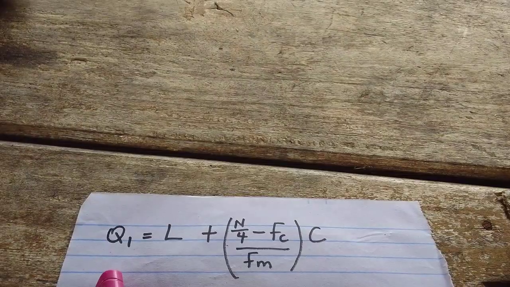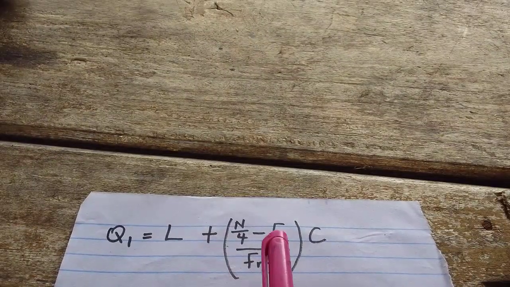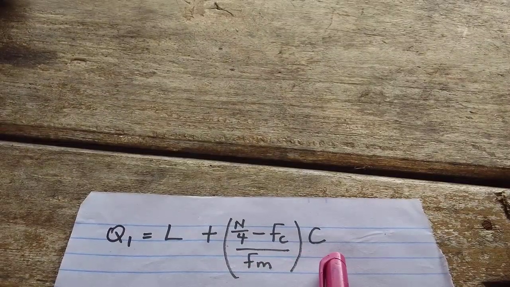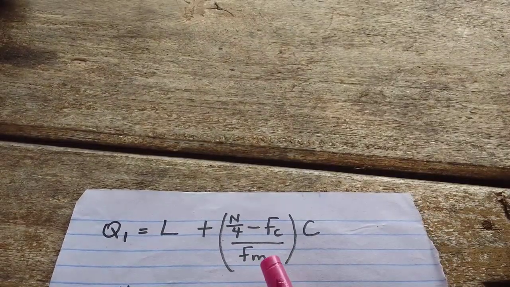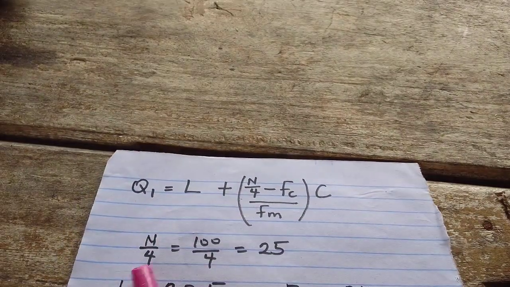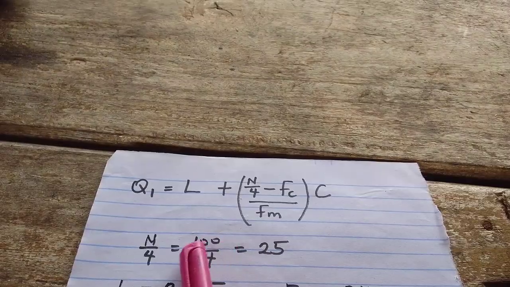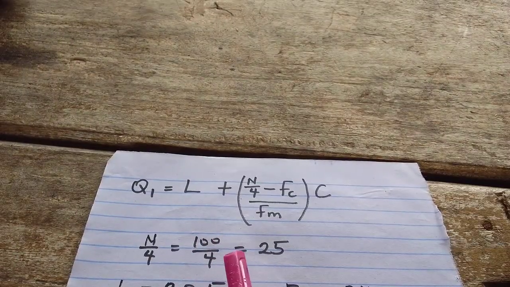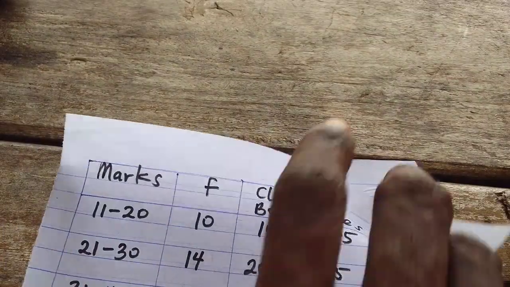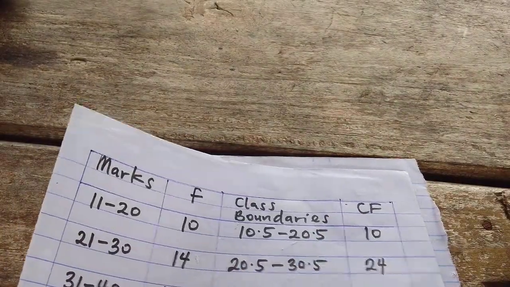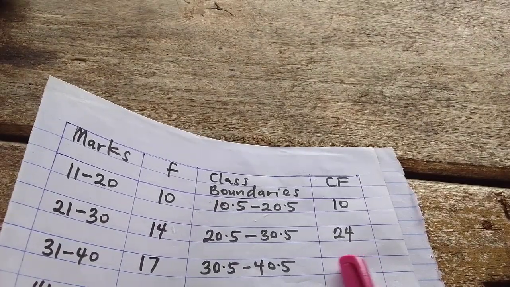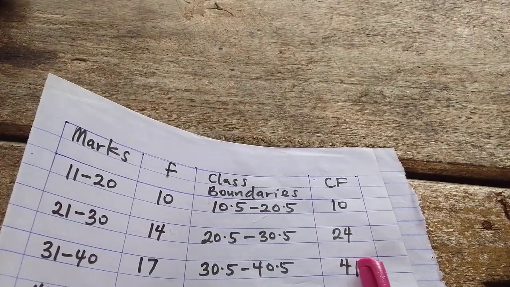So for the first quarter, that is L plus N over 4 minus FC over FM times C. We need to get the first quarter position also, so that's when you use N over 4. N is 100, and 100 divided by 4 gives us 25. You will now come to the table again. Where are you going to get 25 in the cumulative frequency? This is 24, so 25 is going to be inside this. So our 25 should be here.